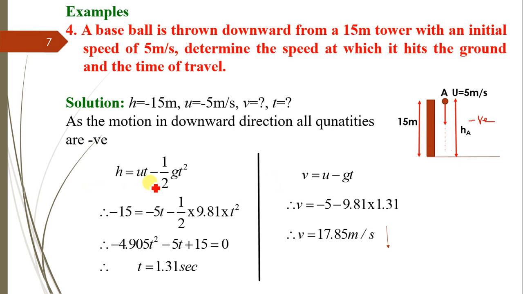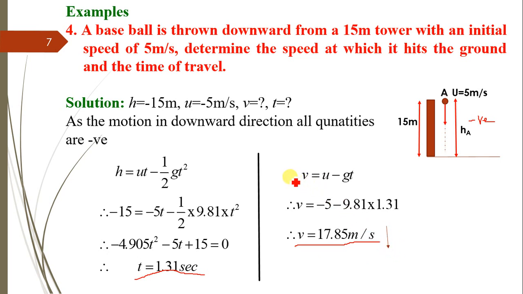So here again h equals ut minus half g t square. So h is minus 15, u is minus 5 t, minus half of 9.81 into t square. Solving this equation we get t equals 1.31 seconds. So within a 1.31 second time interval, the baseball will reach the ground. Similarly, to find the speed, v equals u minus gt. Substituting the value of u as minus 5, we finally get v as 17.85 in the downward direction.